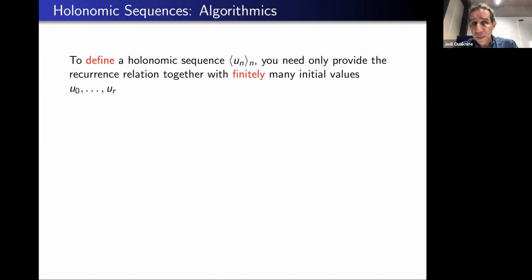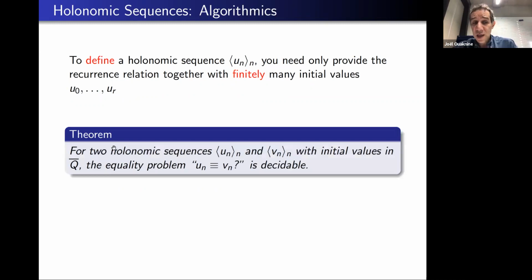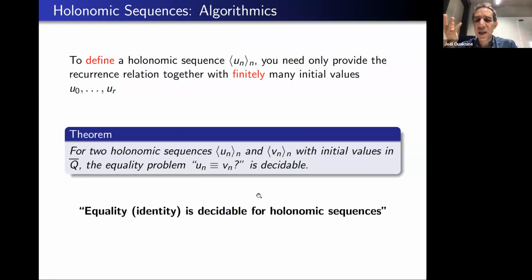In terms of algorithms, if you want to do some algorithmic manipulation on a holonomic sequence, of course, a holonomic sequence in and of itself is an infinite object, but it can always be described in a finite manner. You only need to provide the recurrence relation with finitely many initial values. And the result is: given two holonomic sequences u_n and v_n with initial values in, here I wrote the algebraic numbers, but some ring in which you can make comparisons, then the equality problem, or the identity problem, whether u_n is identically equal to v_n, is a decidable problem. So the slogan is: equality of holonomic sequences is a decidable property.